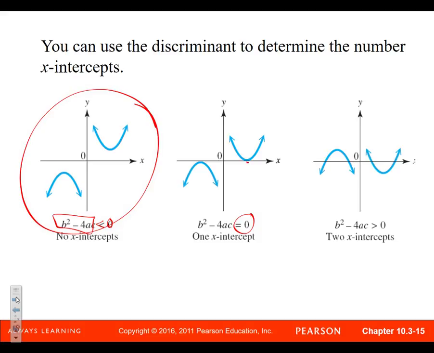If the discriminant is equal to 0, you get 1 intercept, because the parabola only touches one time. It touches the x-axis and then it bounces. And the last scenario is when you have a positive number in that discriminant. It's going to cross twice. They're just examples to show what's happening. It's crossing the x-axis twice. So you can get 2 crosses, 1 cross, or no crosses.